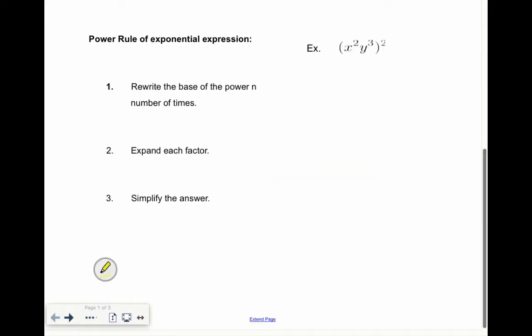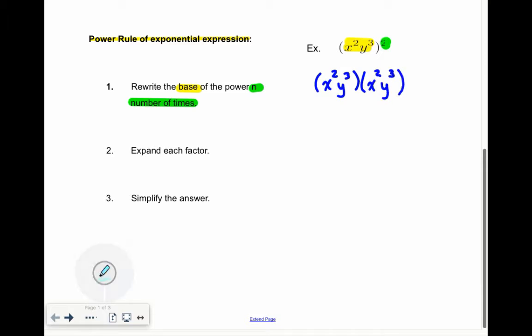So tonight's video has to do with the power rule of exponential expressions, and we're going to learn how to do that. You don't need to know the name. Number 1 says rewrite the base of the power n number of times. So n number of times is that guy right there. The exponent is on the outside of the parenthesis. So the base is the thing that the exponent is above. That step says rewrite the base of the power n number of times. So you're going to rewrite x squared y cubed 2 times, because that's your exponent. X squared y cubed times x squared y cubed.